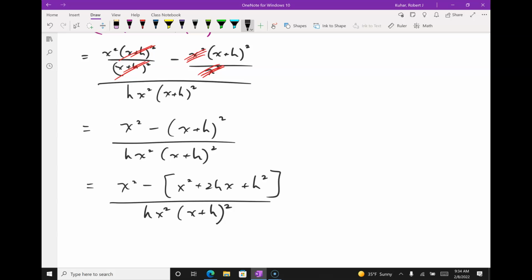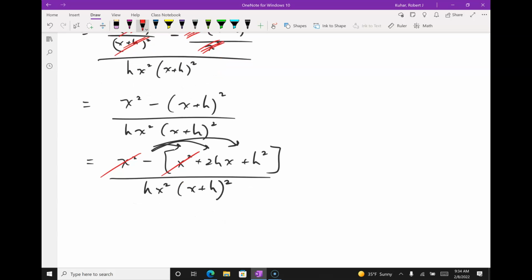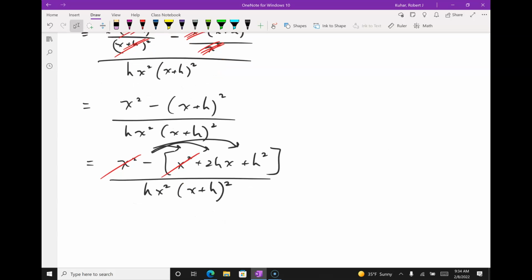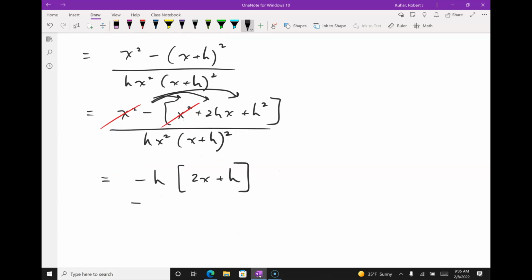Now I'm going to distribute this negative, right? But I really can see that the x squareds are going to go away. Notice that the only thing that's left has a factor of what? H, and if that doesn't happen, you made a mistake. Everything that's left has got a factor of H in it. I got lots of choices for my algebra. You don't have to do your algebra the way I do. But I'm just going to factor out that H.